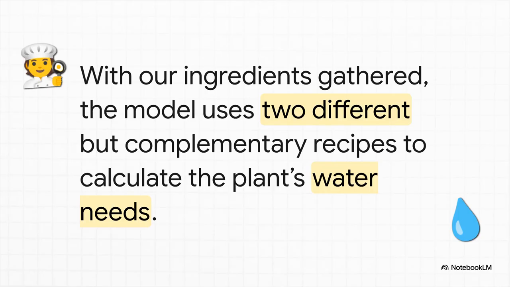All right, so we've got our ingredients list, our parameters. Now, our model uses two totally different but complementary recipes to figure out how thirsty the plant is. One looks at the problem from the outside in, and the other from the inside out. Let's kick things off with that first one.